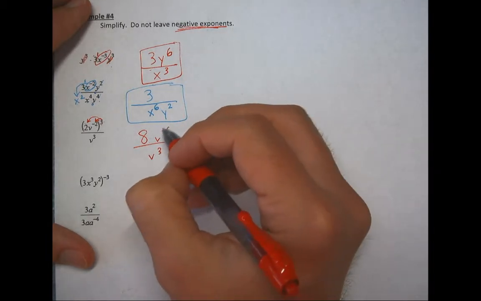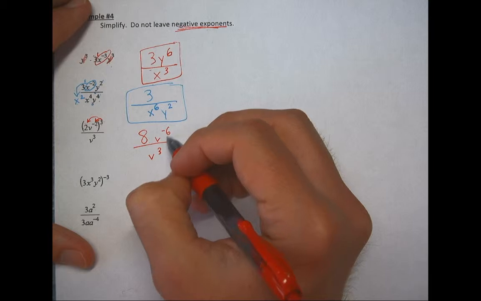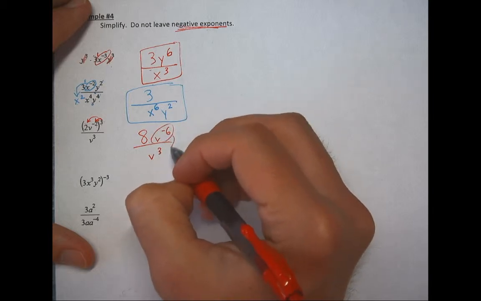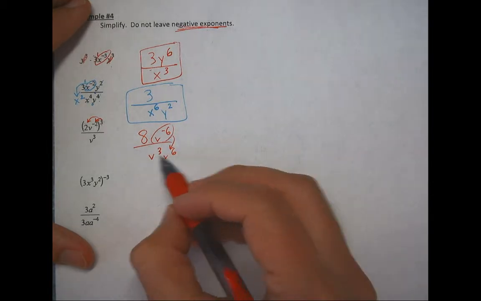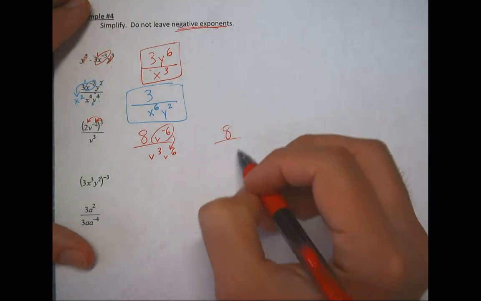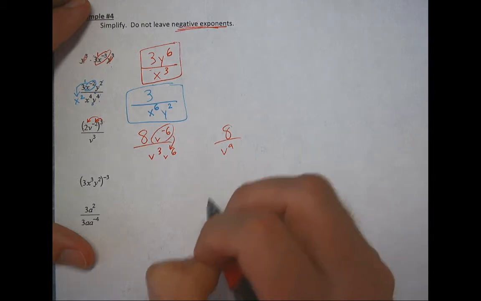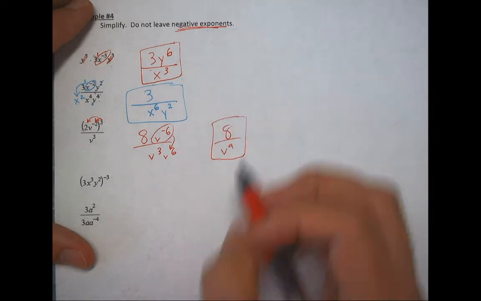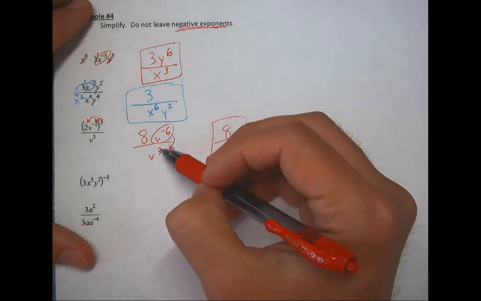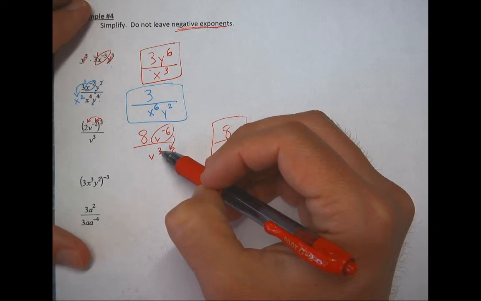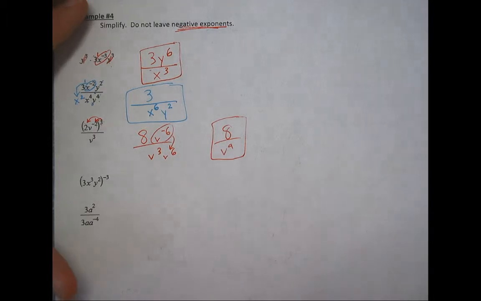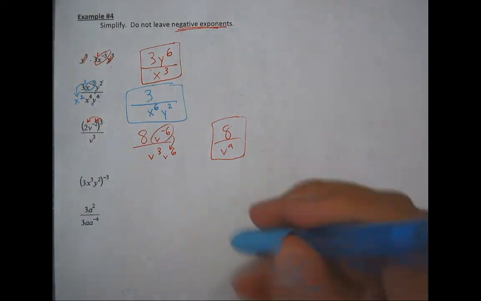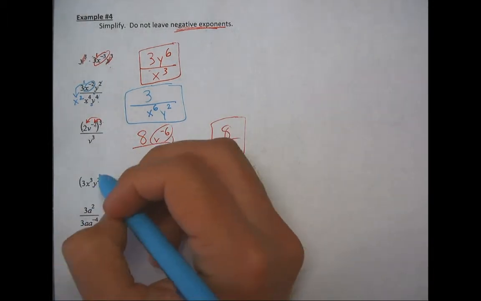So at this point, you can either use the quotient rule and subtract, or take this v to the -6, put it on the bottom so it becomes positive, and now you combine them down there. So 8 is on top, and v to the 9th is on the bottom. If you were using the quotient rule, you would have done -6 minus 3 and got -9. And since it's a negative, you put it on the bottom to make it positive. Same thing.